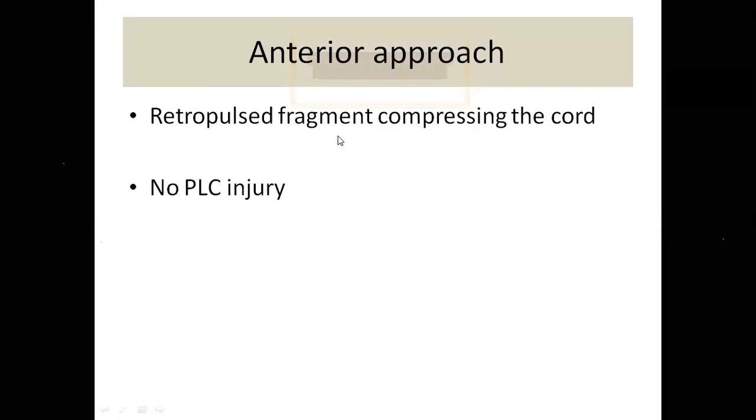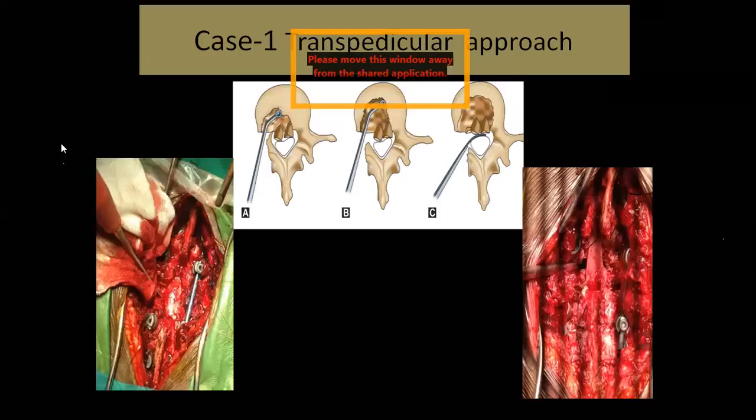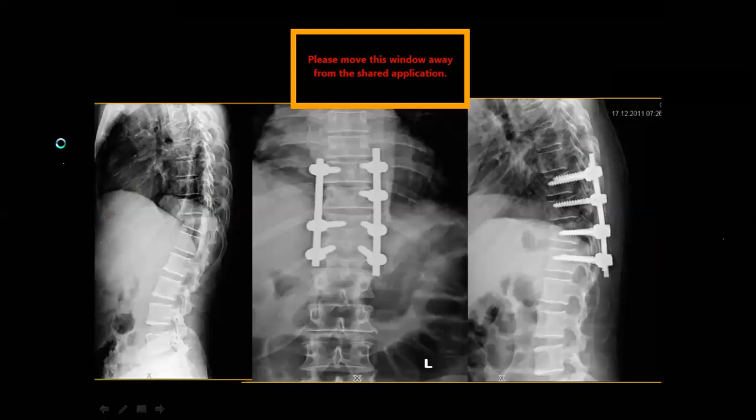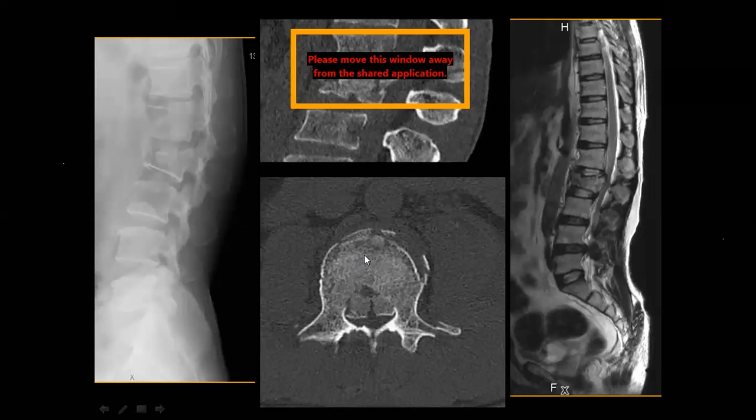Okay. Third thing, is there any role for anterior approach? Usually when there is a retropulsed fragment, okay, what is a retropulsed fragment? You can see here. So this is the retropulsed fragment. Can you see that? This is a vertebral body. There is a fracture in the vertebral body and the fragment has traveled into the canal, compressing the cord. So this is the retropulsed fragment.